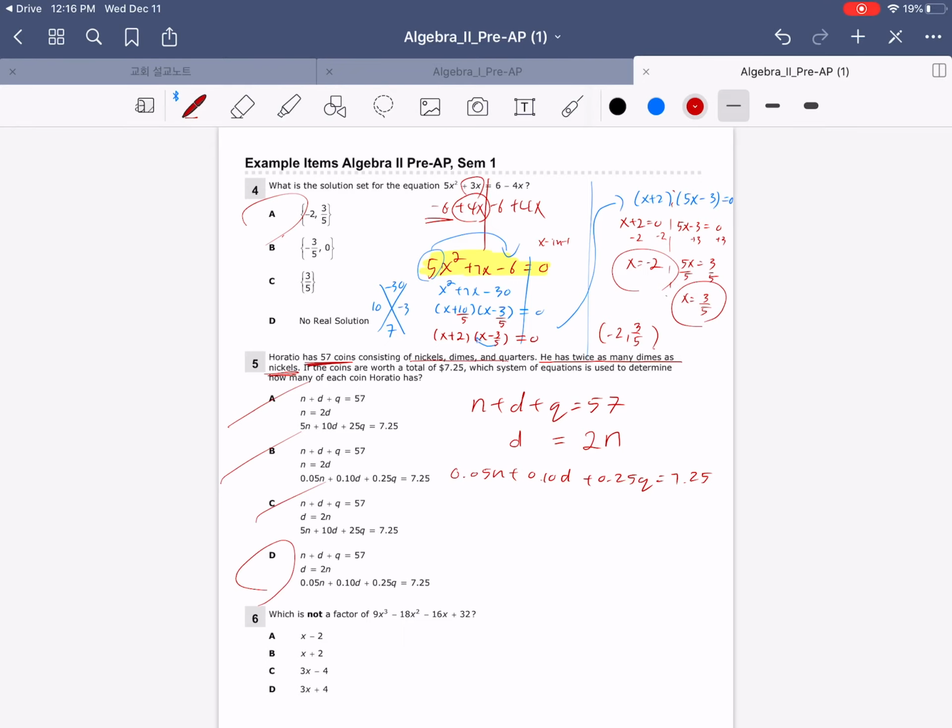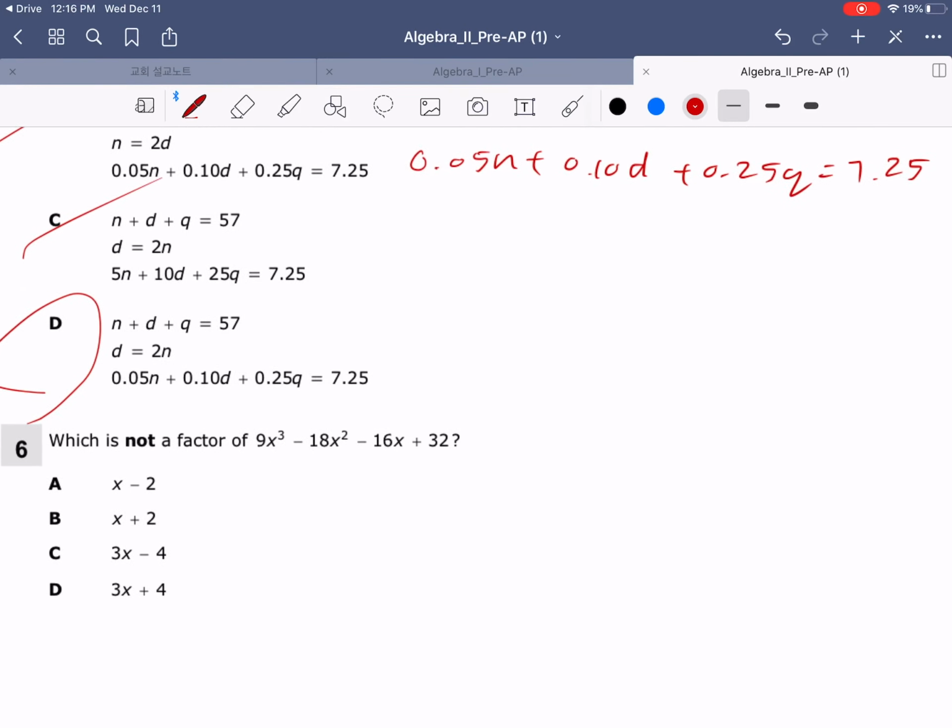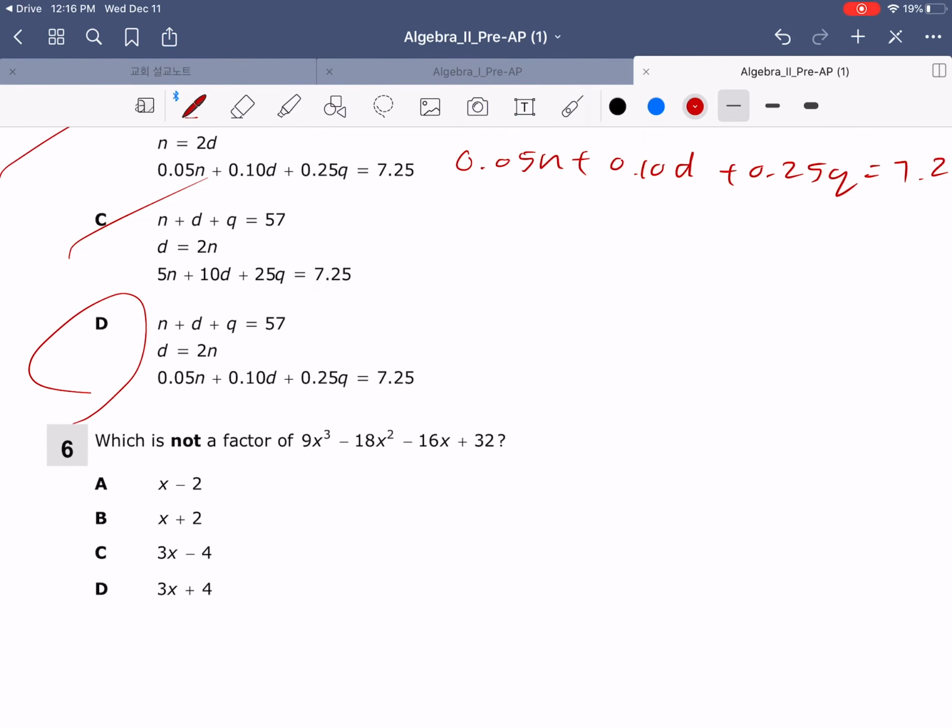All right, question number 6. Which is not a factor of this? Easy, right? So what you can do is this, you cannot use a calculator. So this one has 4 factors. So here, let's look at this. What's the GCF here? To me, it looks like 9x squared, okay? If you take out 9x squared from both sides, you're going to have x minus 2 left over here.